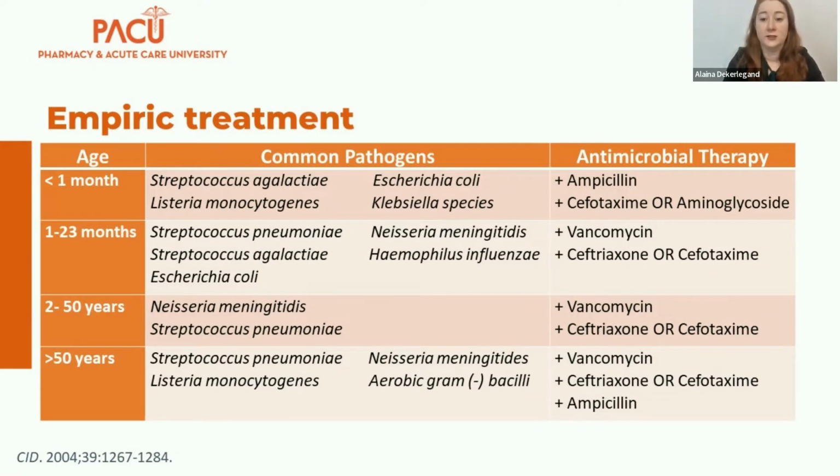So in general, what we're looking at is a third generation cephalosporin, whether that's cefotaxime or ceftriaxone. Now, in our patients less than 1 month of age, we do not use ceftriaxone. And then we're also going to add vancomycin, and whether or not a patient needs ampicillin is going to be dependent upon their age. So we're adding that ampicillin for patients that are at risk of listeria. So that is going to be patients less than 1 month of age and those greater than 50.